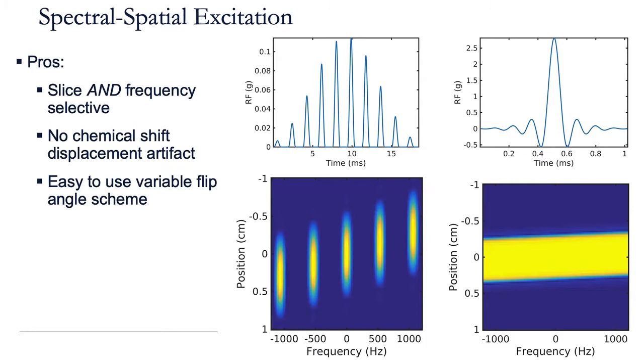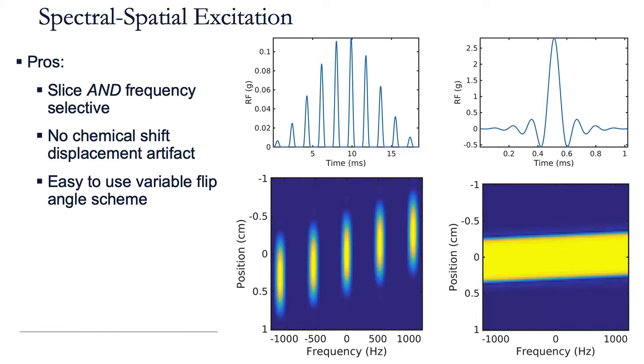But from looking at these two different pulse shapes and the spectral-spatial response, what are some potential downsides or issues you have to be aware of when using a spectral-spatial pulse? Can I answer? Go for it. Time of an RF pulse?